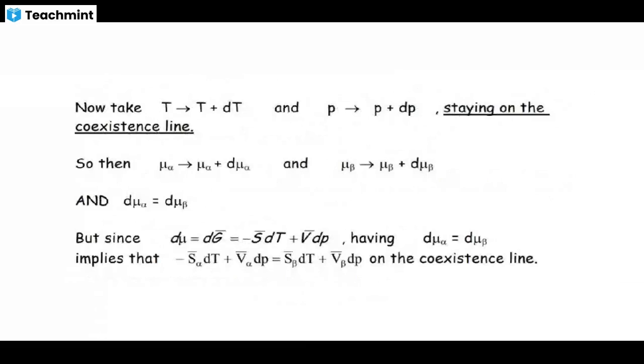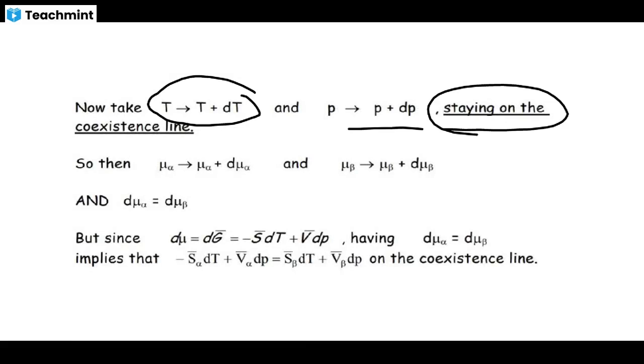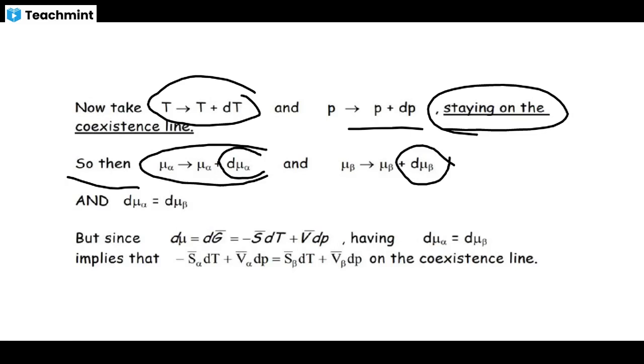Now take a slight increase in temperature, T plus dT, and pressure dP, staying on the coexistence line. Then the chemical potential changes by a little bit, d mu for alpha and also d mu for beta. And delta mu alpha equals delta mu beta, because it is on the coexistence line. The chemical potential does not change; the change is also the same.